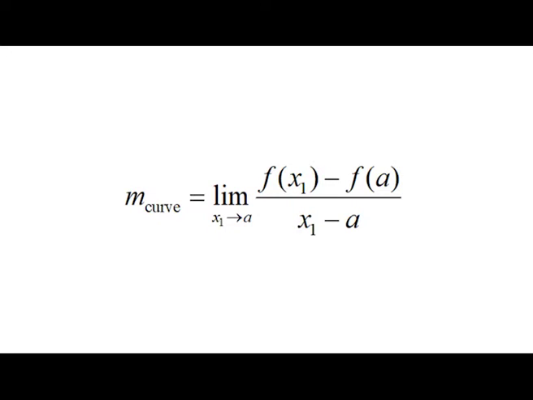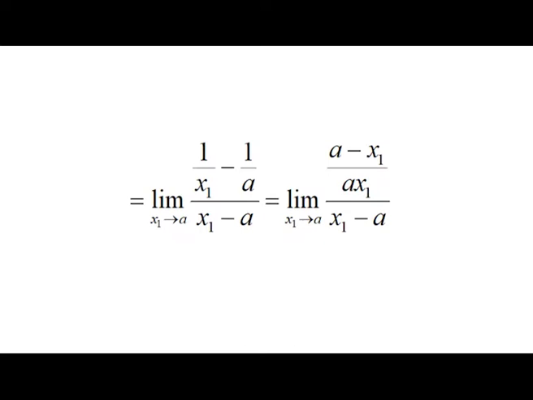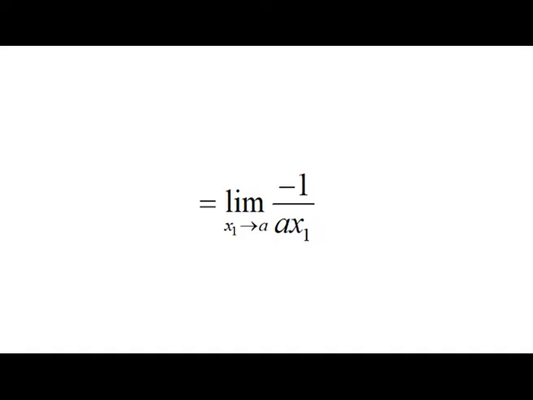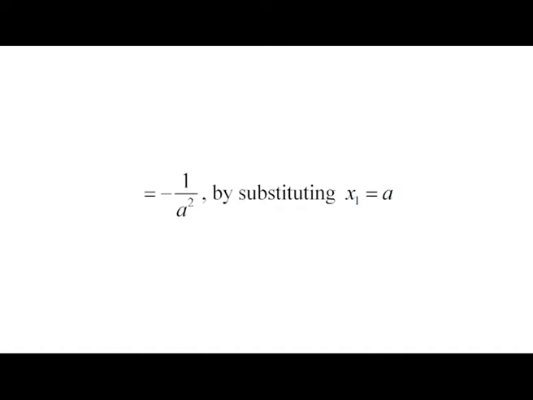m of the curve equals the limit of (f(x1) - f(a)) / (x1 - a) as x1 approaches a, which is equal to the limit of (1/x1 - 1/a) / (x1 - a) as x1 approaches a, which is equal to the limit of ((a - x1) / (a·x1)) / (x1 - a) as x1 approaches a, which is equal to the limit of -1/(a·x1) as x1 approaches a, cancelling common factors x1 - a, which is equal to -1/a² by substituting x1 = a. Note that the slope -1/a² is always negative.